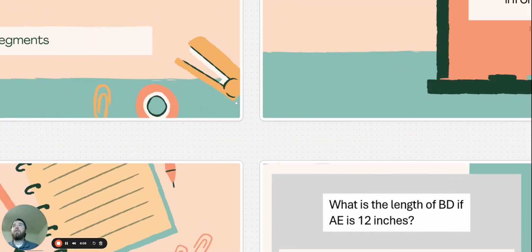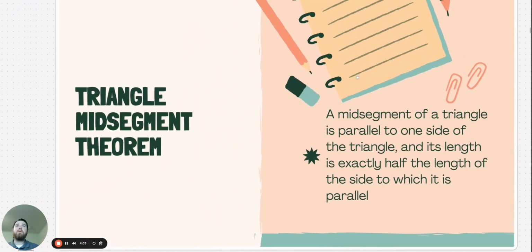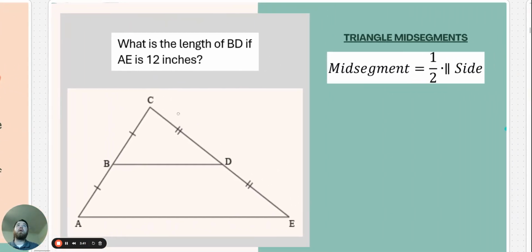Now, the triangle midsegment theorem says that if the midsegment is parallel to one side of the triangle, then its length is going to be exactly half of the side to which it's parallel. So if this midsegment is parallel to that side, then that means this midsegment is half the size of that parallel side. So that's what it's going to look like. A couple examples here. I wrote this formula out. There's not really necessarily a formula per se, but what it's saying is that the value of your midsegment is just going to be 1/2 of whatever the parallel side is.